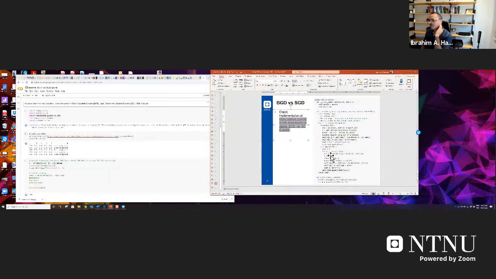We will calculate net for each example. We will calculate the error. This error value here will be a scalar value, but the error value here is a vector. And we will update the weights. So instead of using the mean value over the whole dataset, we will just do it example by example.